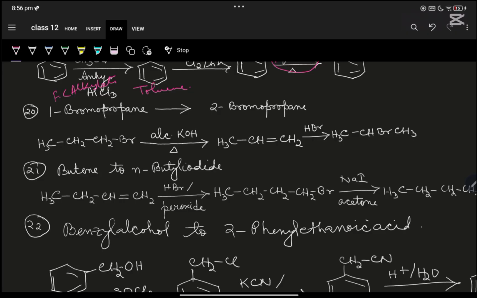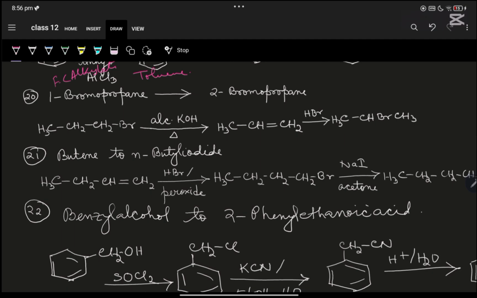Here it is not peroxide. Why? Because previously, when you had to bring it to the 1 position, then you had given peroxide. You have done just the opposite in the previous case. So here what you are doing, to 1-bromopropane, you are carrying out beta elimination followed by HBr, Markovnikov way of addition of HBr.